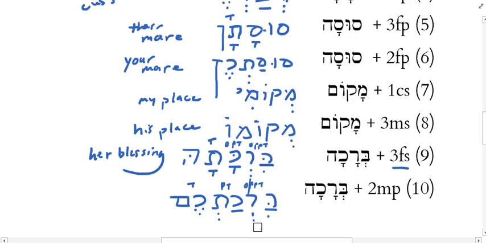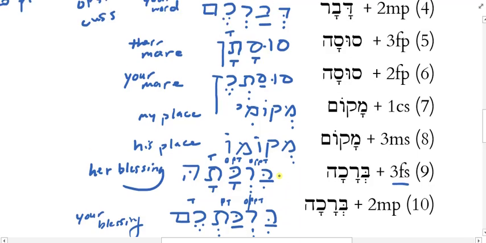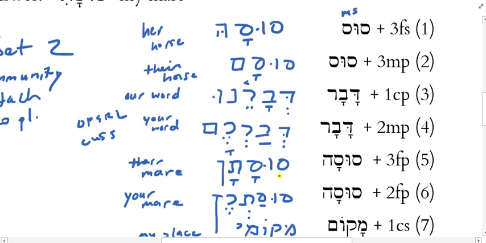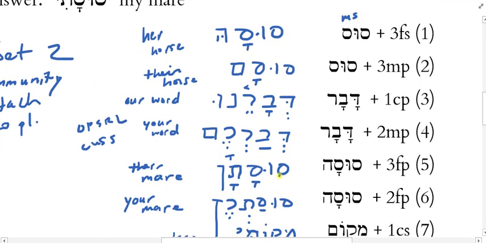Shoot out an eye. Shiva becomes silent. So it's birkatkhem. Whose blessing? Y'all's blessing. And the y'all is male. Or your blessing. You all only have one blessing. Okay, so that's how you create your nouns with pronominal suffixes.